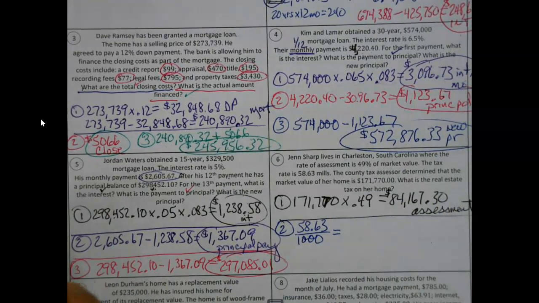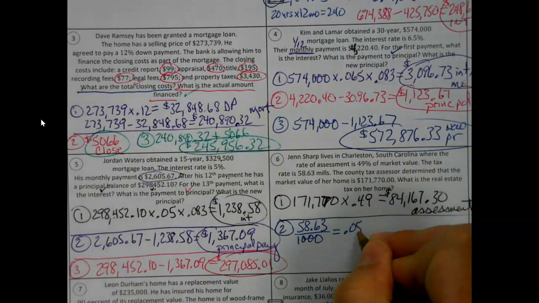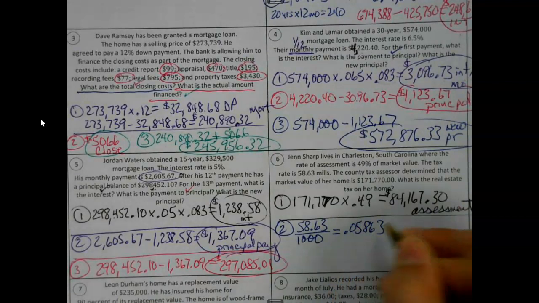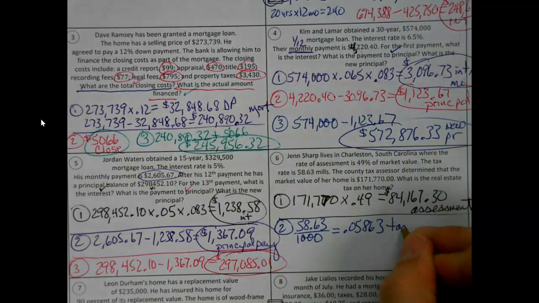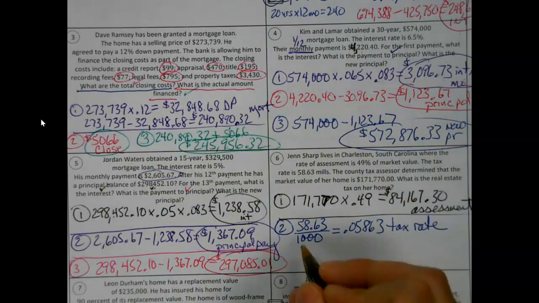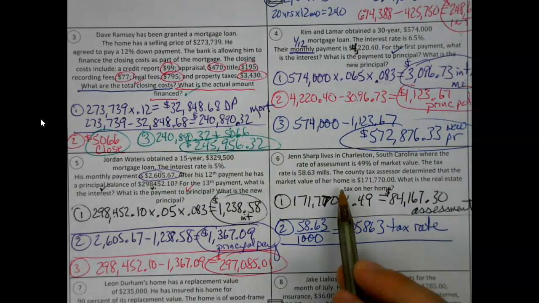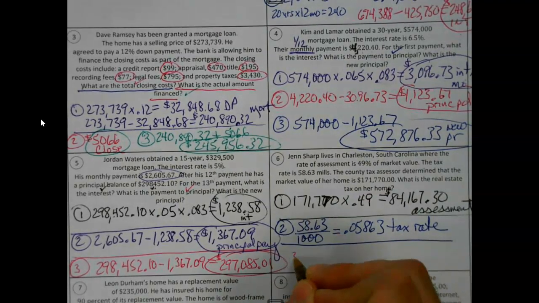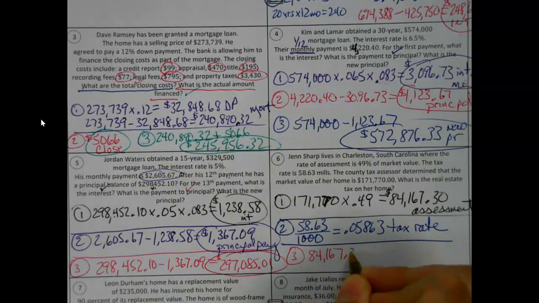Oops. Helps if I put the decimal point in. Okay, there we go. And don't round off. Go ahead and take that out. That's the tax rate. Okay, we're getting close. We want the tax, not just the rate. So here's the end. Take the assessment times the tax rate that we calculated from the mills.